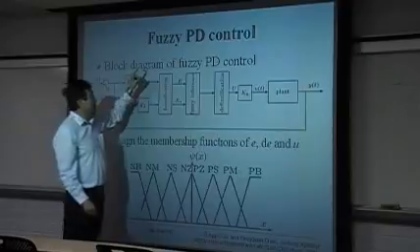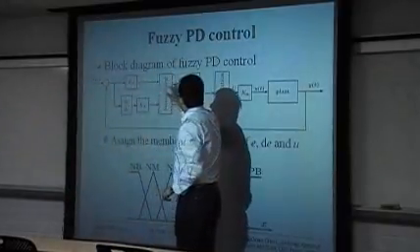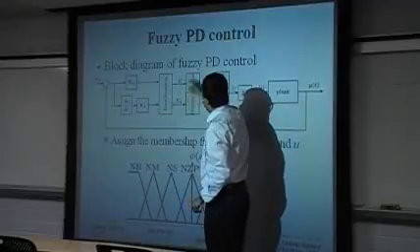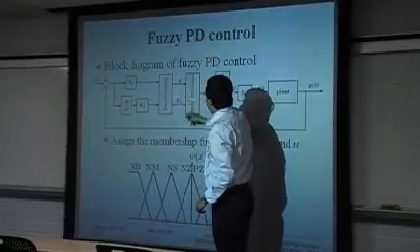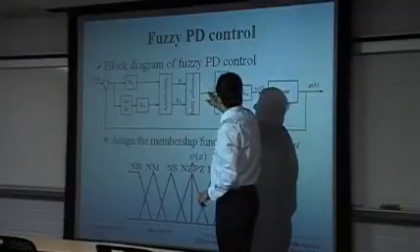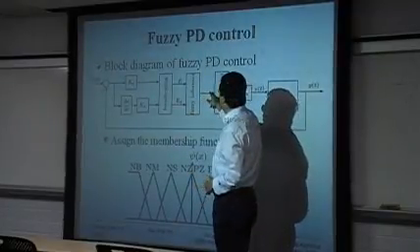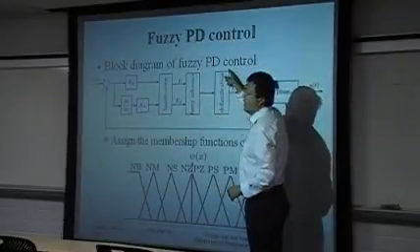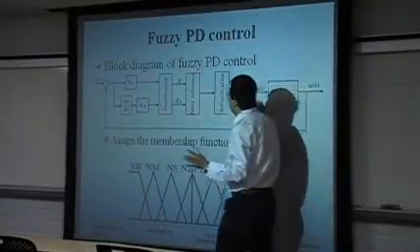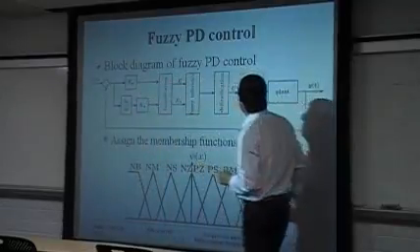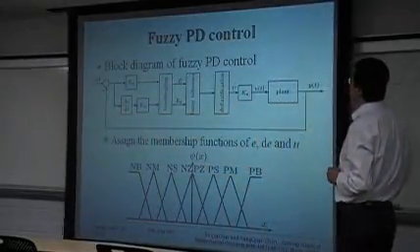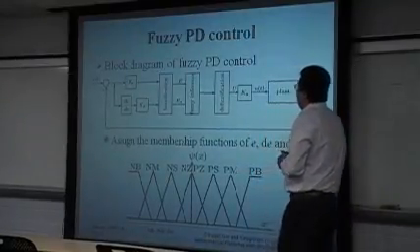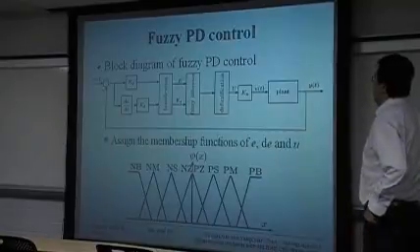And then we need to perform fuzzification to get the fuzzy set for these two signals. Based on this fuzzy set, we can perform fuzzy inference to get the output, which is a fuzzy set variable. And then we get the exact control signal by the defuzzification process. So this is the fuzzy controller in real fuzzy PD control. So this is the structure.